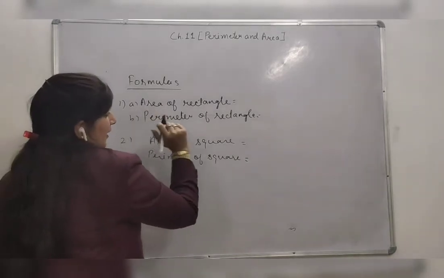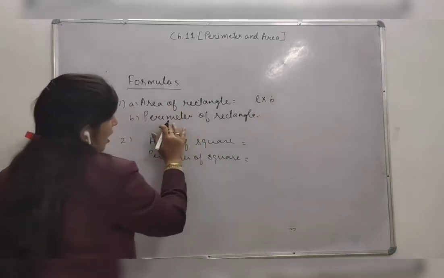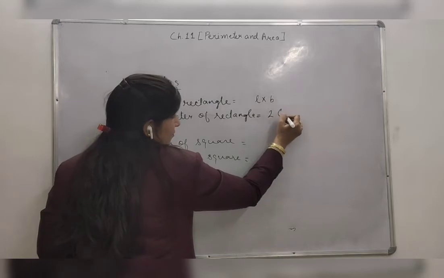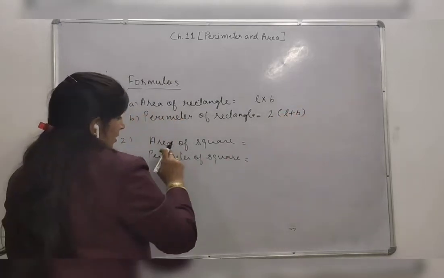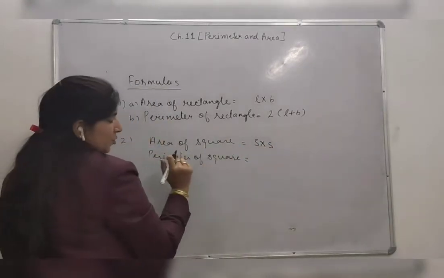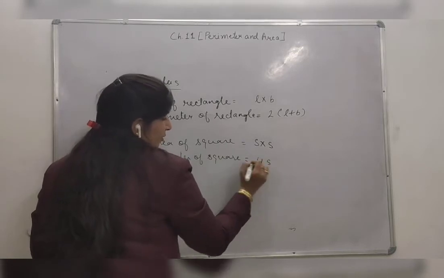Now area of rectangle is length into breadth, and how we can find the perimeter of rectangle, that we discussed earlier also, twice into length plus breadth. Now area of square is side into side, and perimeter of square is 4s, means 4 into side.